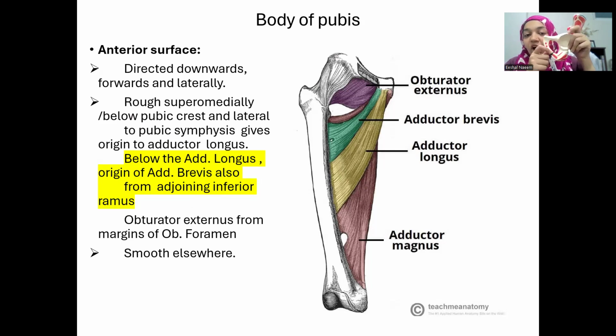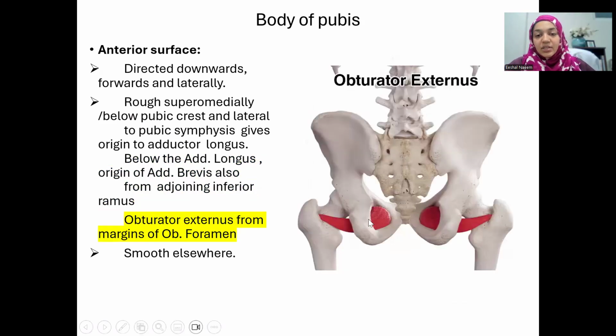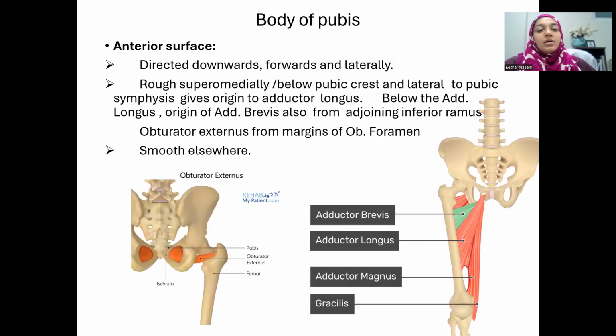And then we have the obturator externus. This is the obturator externus, and this is also coming from the adjoining inferior ramus. This is the inferior ramus, and this is the obturator externus coming off, right? So look at this obturator externus, which is coming off from here and going and inserting into the intertrochanteric fossa of the femur. Okay.